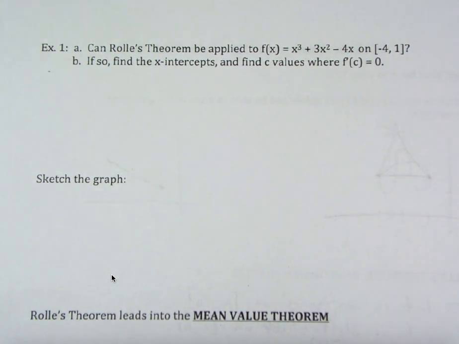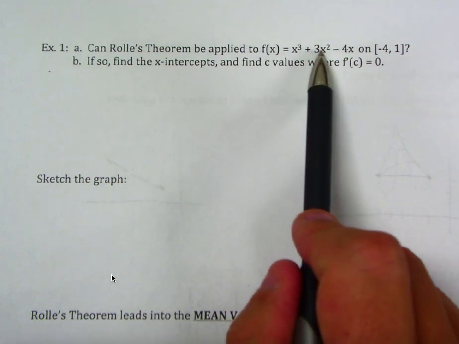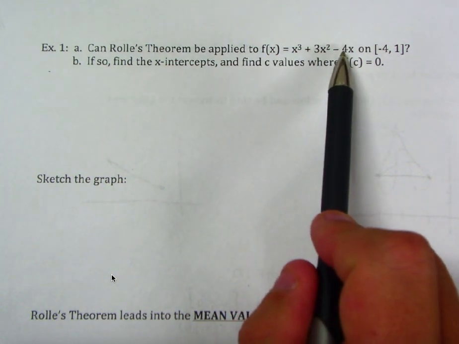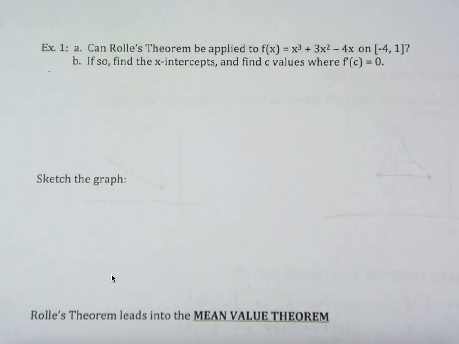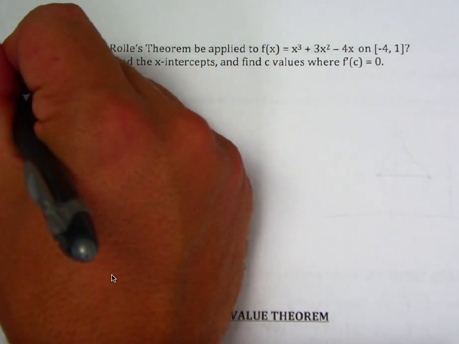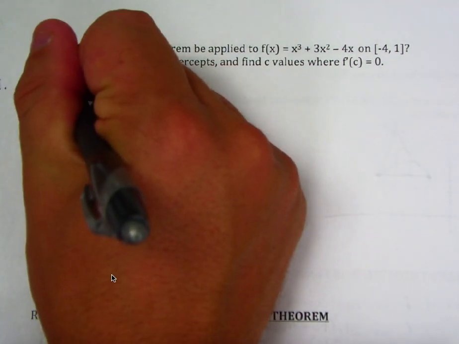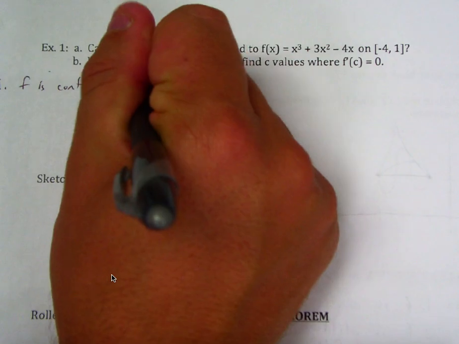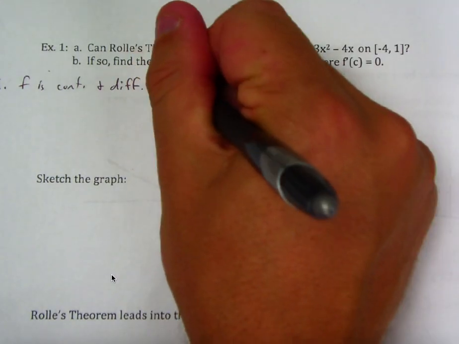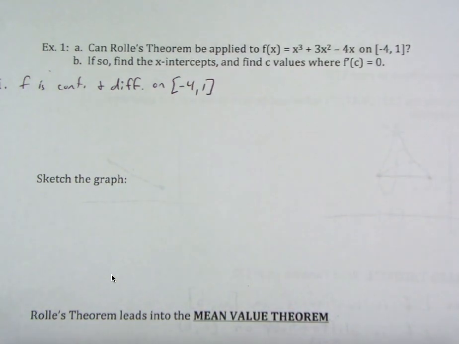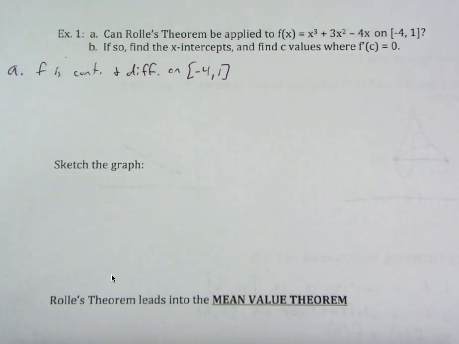So let's think about what has to be true. We need a continuous and differentiable function. So if I look at this, every single polynomial function in the world is continuous and differentiable. You don't have to prove that's true, but you do need to state that it's true just to show that you understand the conditions. So I would say for part A, f is continuous and differentiable on the interval. So we've met the first two conditions. And you could say because it's a polynomial function, I don't even think that would be required.